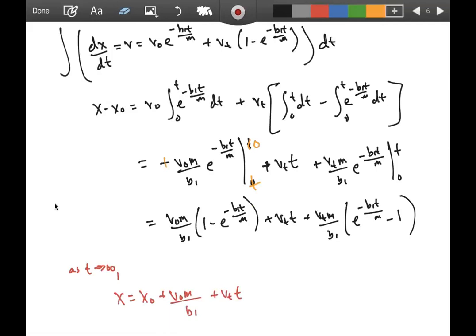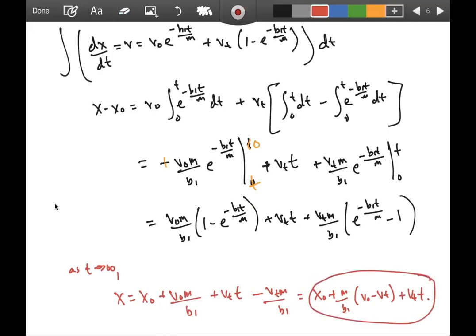And then here again, that first term is going to go to 0. So then I'm going to get a minus vt m over b1. Good. So pulling some terms together, what I finally get is x0 plus m over b1 times v0 minus the terminal velocity, plus vt times the time. Now again, the important thing to notice here is that this thing is going to linearly grow with time because of this last term. All other terms are simply constants.